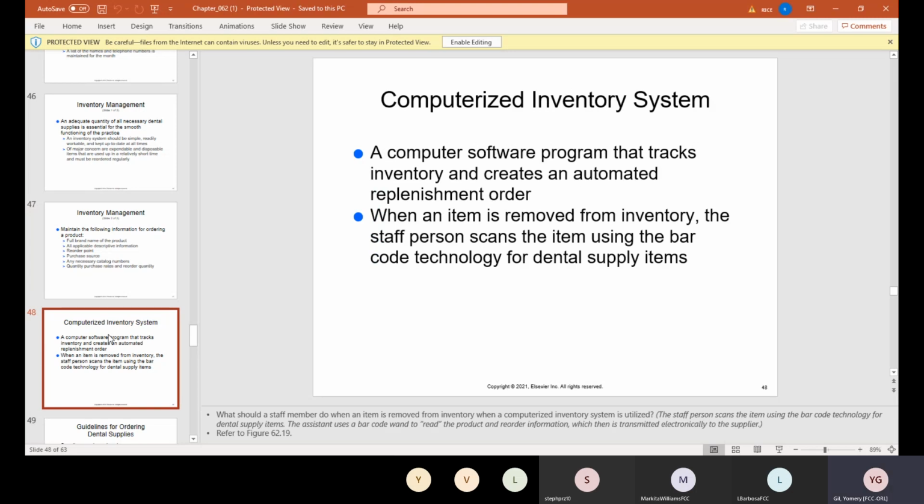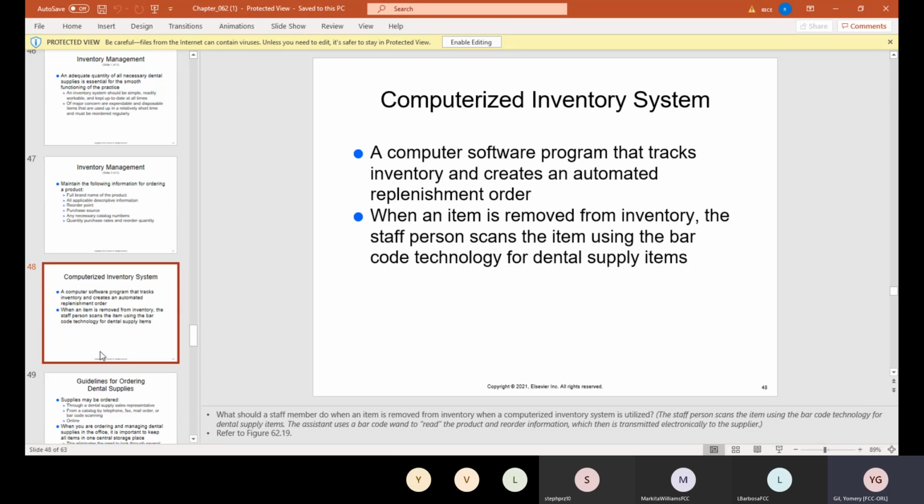A computerized inventory system is a computer software program that tracks inventory and creates an automated replenishment order. When an item is removed from inventory, the staff person scans the item using barcode technology for dental supply items. Rarely will you see this.